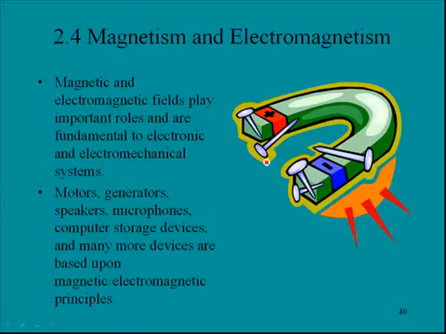Okay, we're in section 2.4, and we're going to be introducing magnetism and electromagnetism in this particular section. Magnetic and electromagnetic fields play important roles and are fundamental to electronic and electromechanical systems. Motors, generators, speakers, microphones, computer storage devices like hard drives, and many other devices are based upon magnetic and electromagnetic principles.